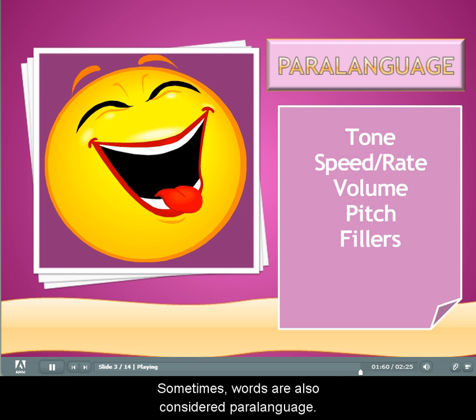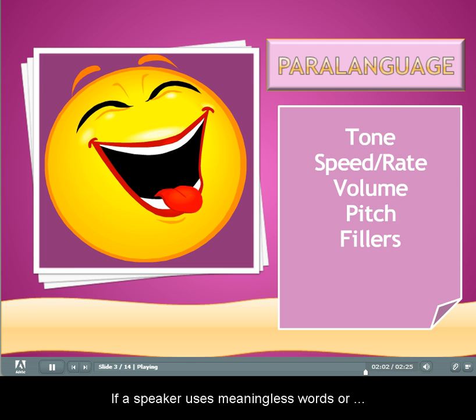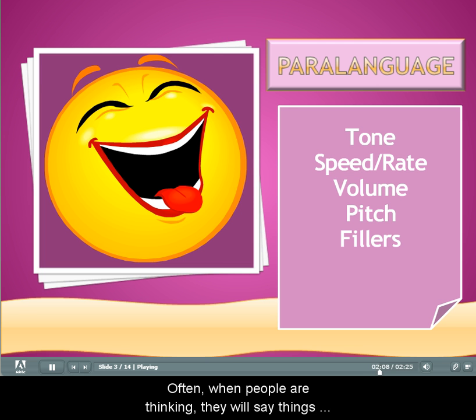Sometimes words are also considered paralanguage. If a speaker uses meaningless words or sounds, we call that fillers. Often when people are thinking, they will say something such as "like" to fill the silence. When fillers are used in formal conversations or speeches, it can suggest to the listener that the speaker is unprepared, unsure, uncomfortable, or unknowledgeable.